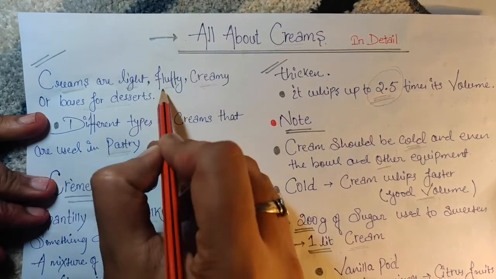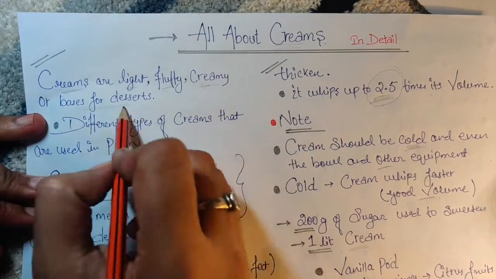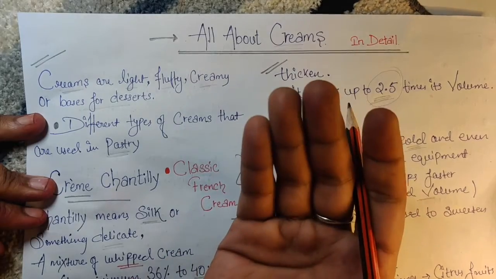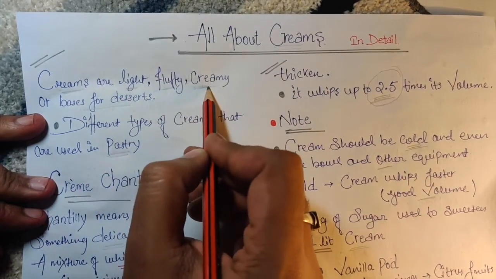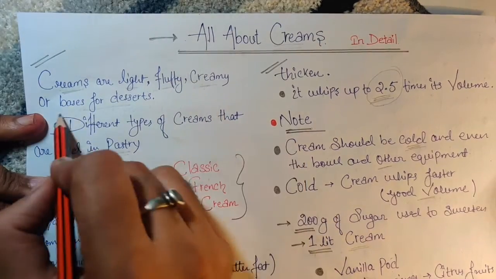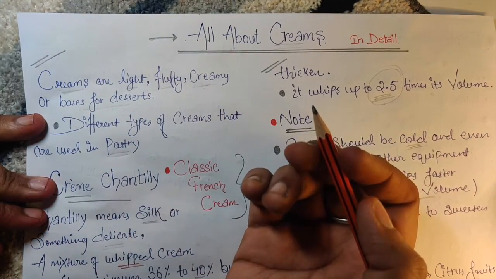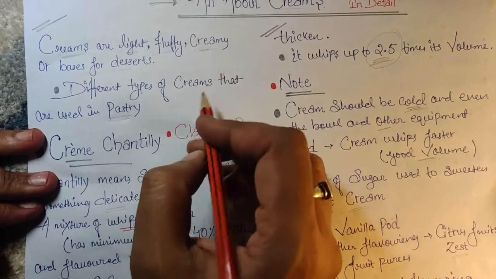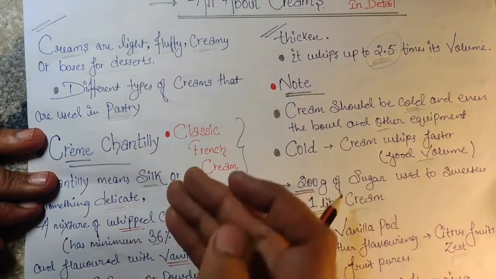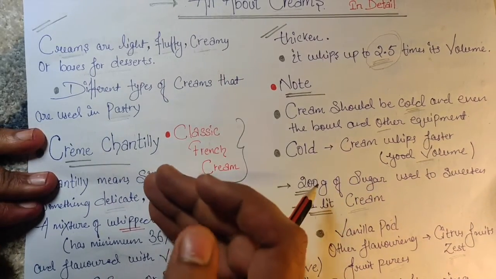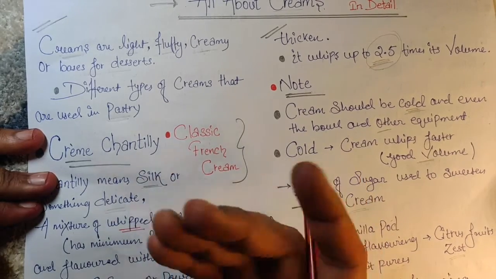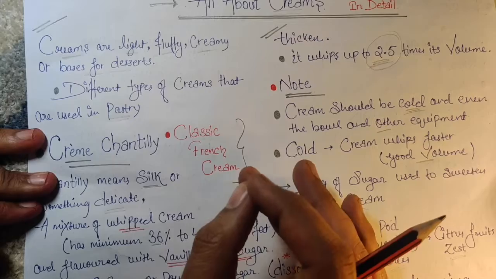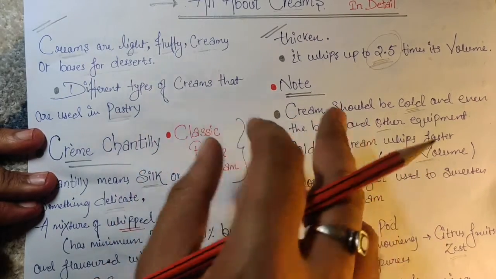Creams are light, fluffy, creamy, or a base for desserts. What exactly cream is all about is light, fluffy, creamy, of course fat, and you can use it as a base for desserts. There are different types of cream that we use in pastry. So this video is all about figuring out all kinds of cream that we generally use for desserts and making products, every single thing in detail. Watch this video till the end, you will understand.